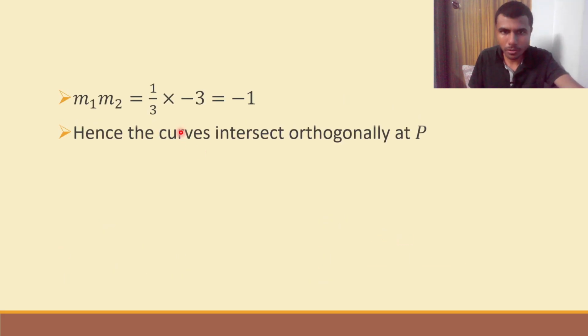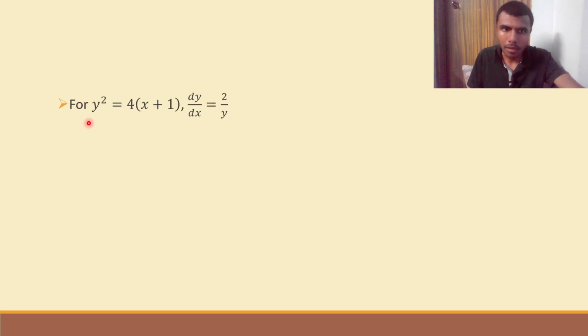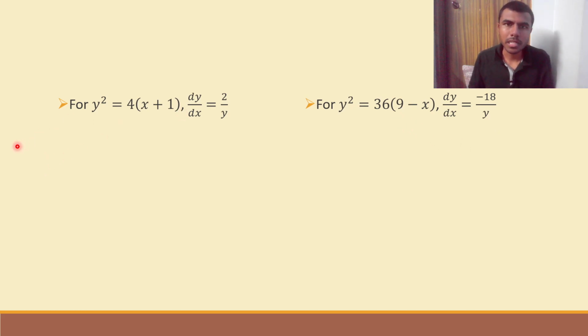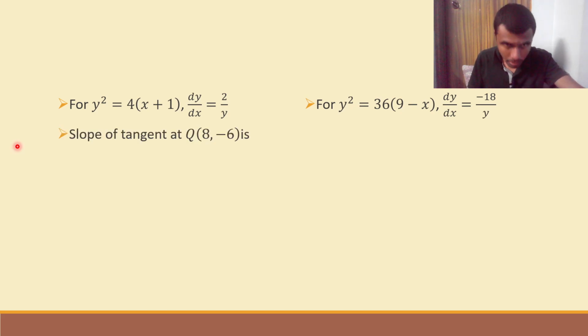Just write it down again. You don't have to show the entire process again. For y square equal to 4 into x plus 1, dy by dx is 2 by y, and for y square equal to 36 into 9 minus x, it is minus 18 by y. Okay, fine. The derivatives I wrote. Now we need to find out the slopes of tangents at the point Q. Q is 8 comma minus 6.